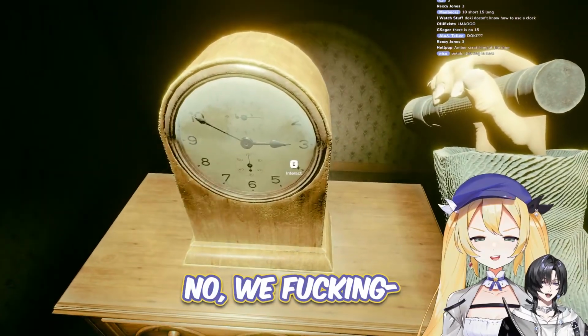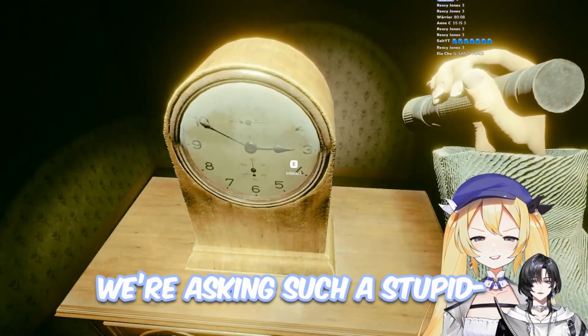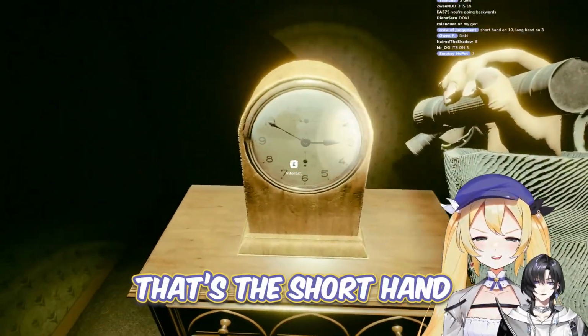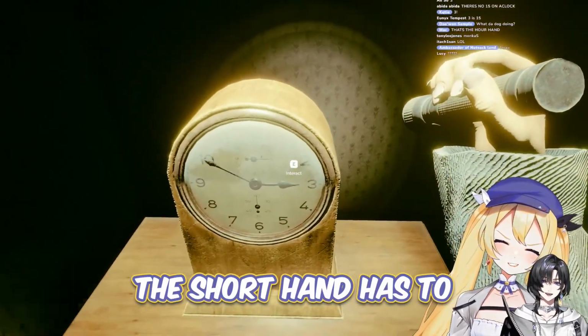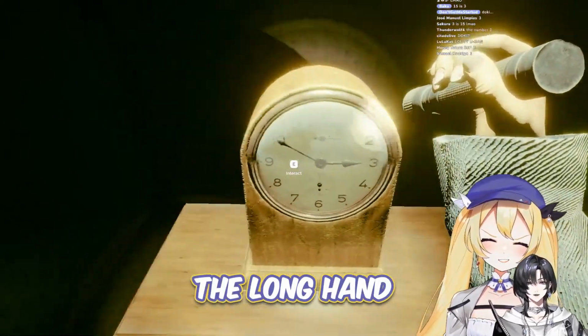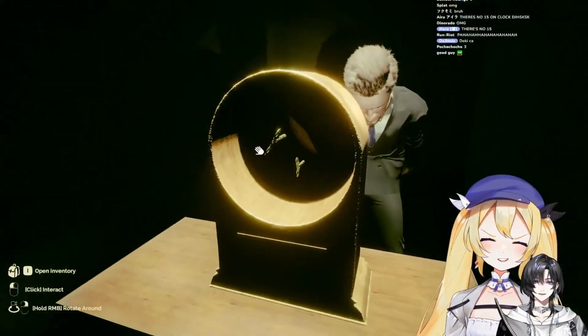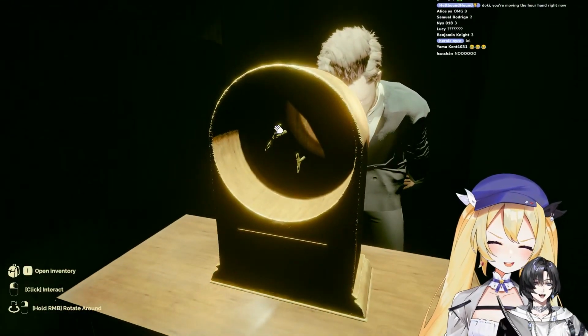Oh my god. No, we're asking such a stupid question. Wait, that's the short head! The long head! The short head has to be on 10 and the long has to be on 3! The long one has to be on 3.